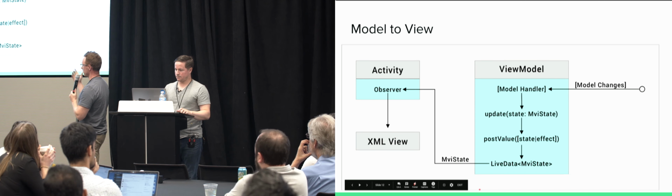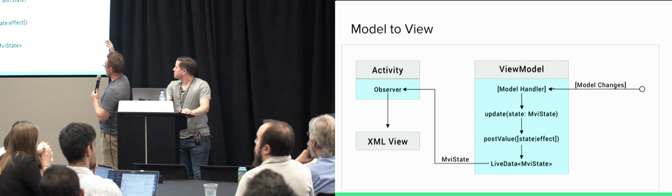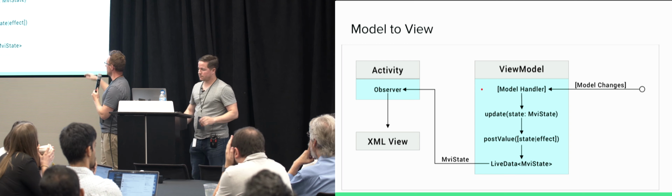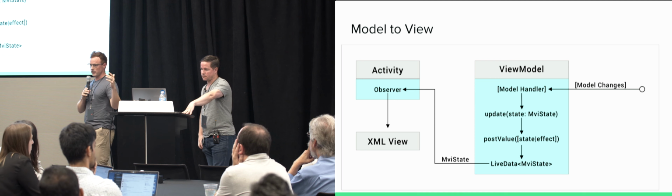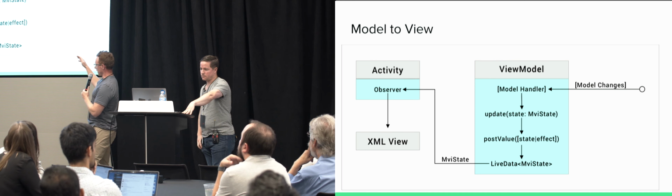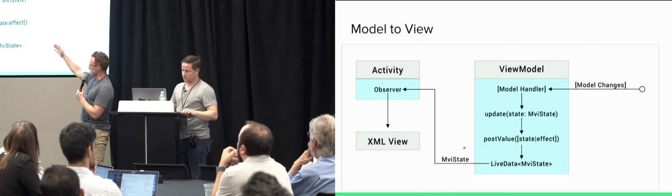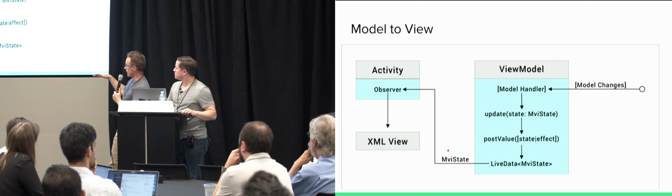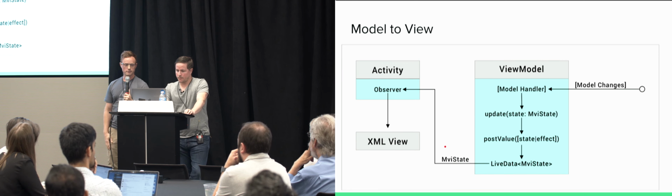So stepping out of this, we're going to go back to a high-level overview of everything we just talked about. I know we just looked at code, but we just want to continue to enforce all these concepts. So model changes come into our view model and our model handler, which we kind of skipped over, which is going to call into our update state, which is going to post that value to our mutable live data object. And that new state can either be a state or an effect. That's going to post to our live data object, which is going to update our activity through our observer, which is then going to process inside of our view, our XML view. So that's just a quick high-level overview of view model to view interaction.